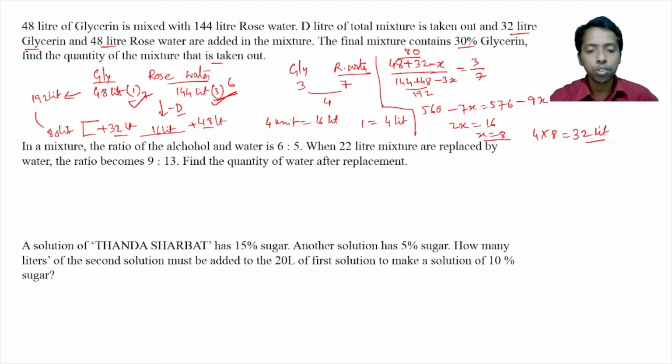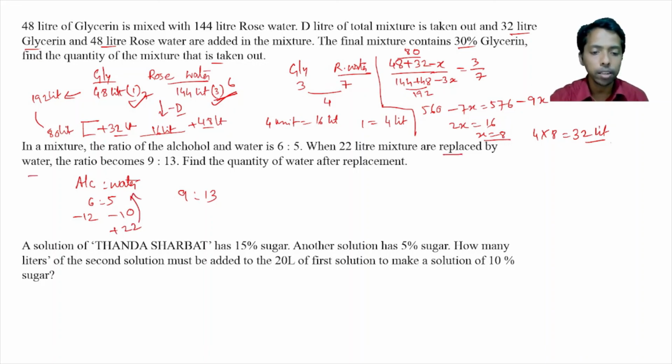In a mixture, the ratio of alcohol and water is 6:5. So this is alcohol and this is water, right? 6:5. Now 22 liters of mixture are replaced by water. Now 22 liters of mixture means 12 goes from here and 10 goes from here. Now the ratio becomes 9:13, right? But we add this 22 to the water part, since it says 22 liters of mixture is replaced by water. So this is (6x minus 12)/(5x plus 12), which equals 9/13.